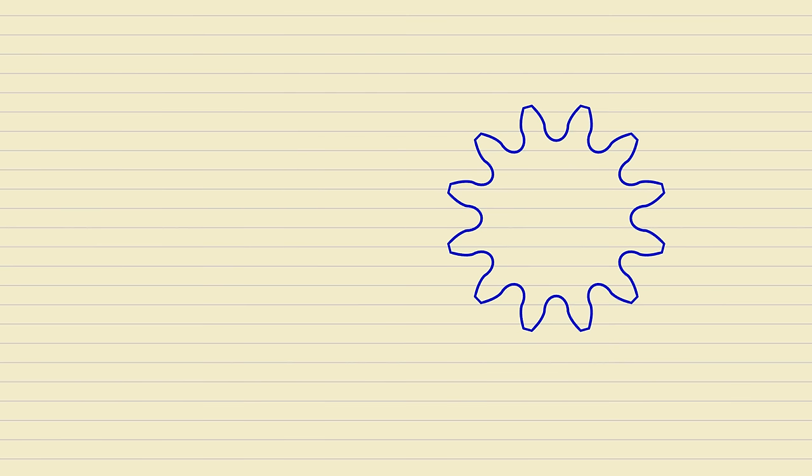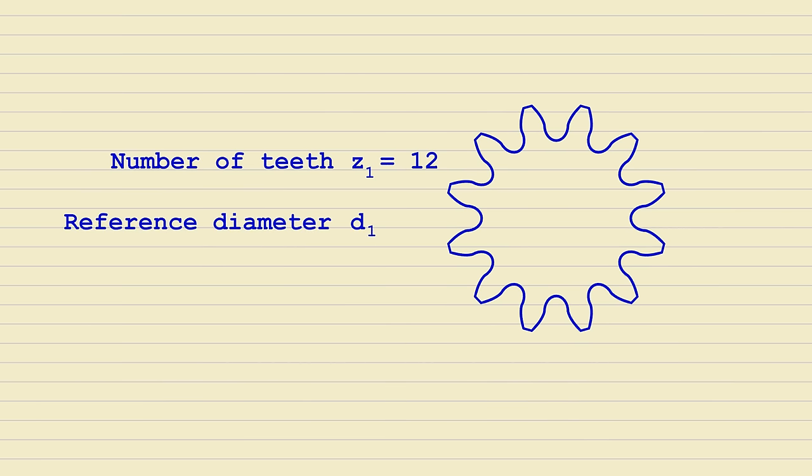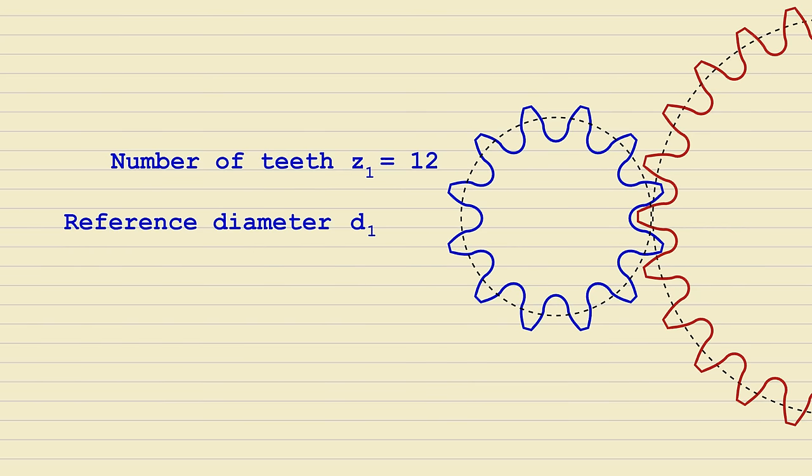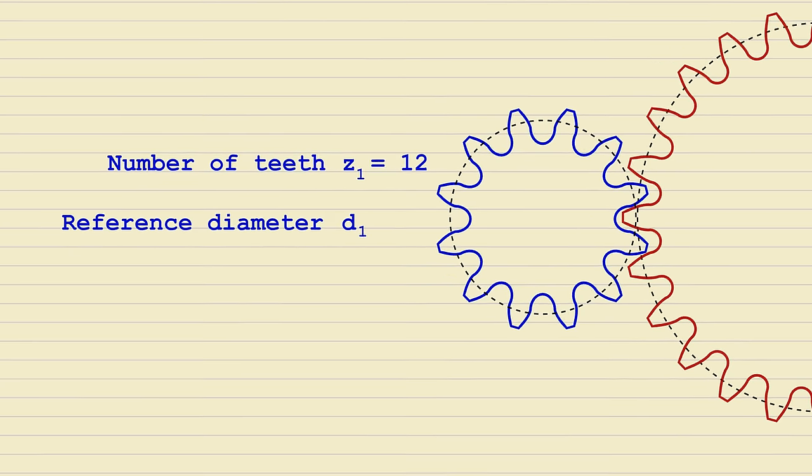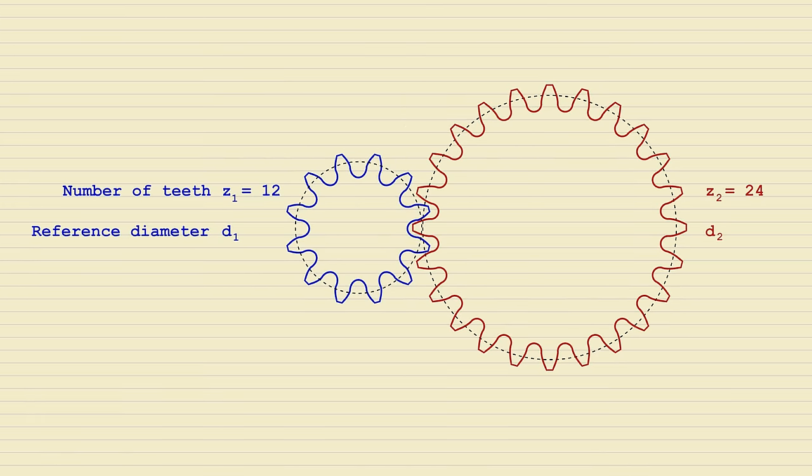A standard gear can be fully described with as few as two parameters: the number of teeth, usually denoted with the letter Z, and reference diameter, also known as pitch diameter, denoted with the letter D. The reference circle is the conceptual representation of a gear. Two mating gears are represented by two touching reference circles shown here in black dashed lines.